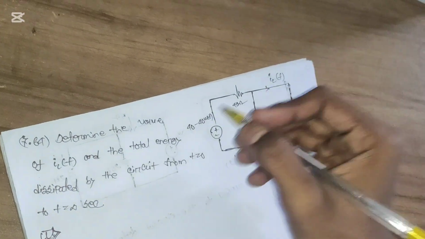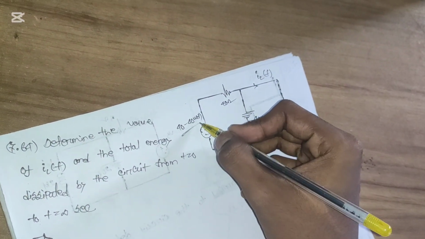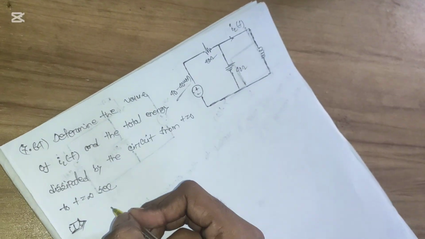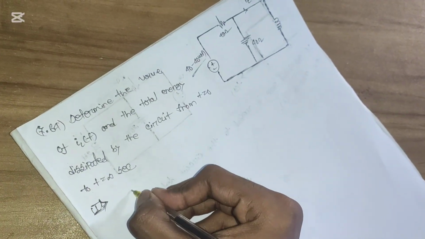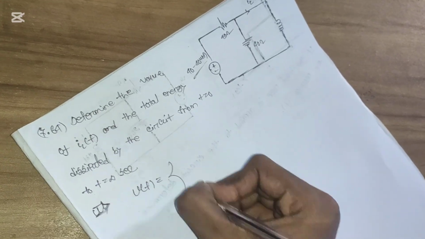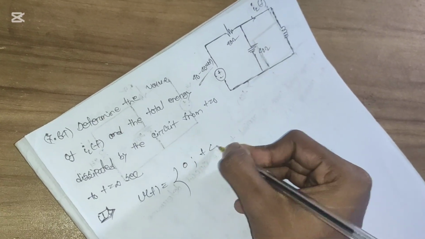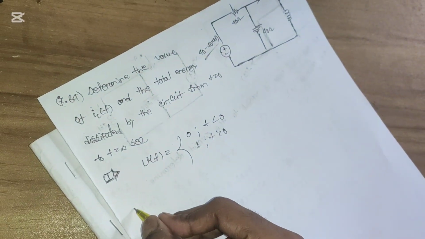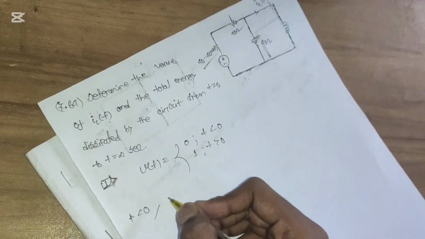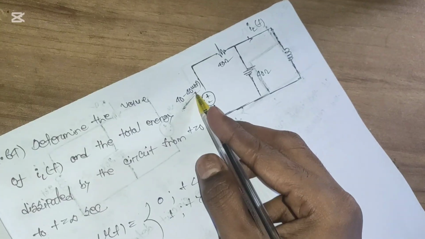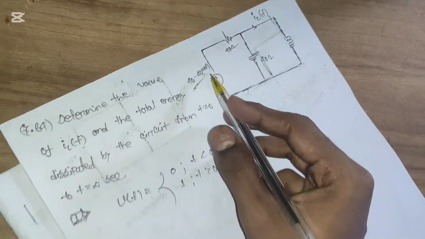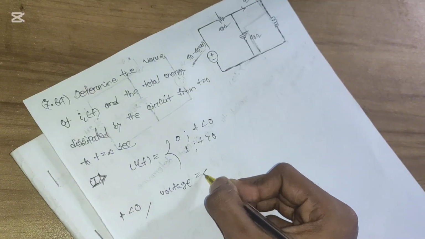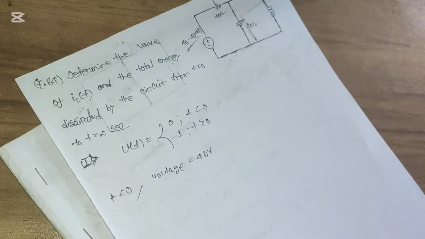t equals infinity. Here we have a voltage source which is given as 40 minus 40 u(t). As we know from singularity functions, we can write u(t) as 0 for t less than 0 and 1 for t greater than 0. So for t less than 0, we can write it as 40 minus 40 into 0, which will ultimately be 40 volt.